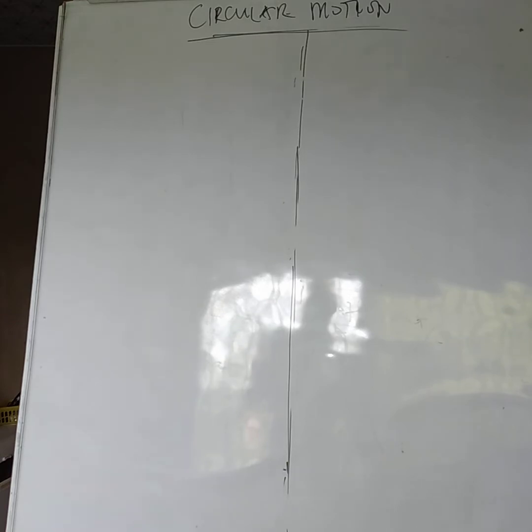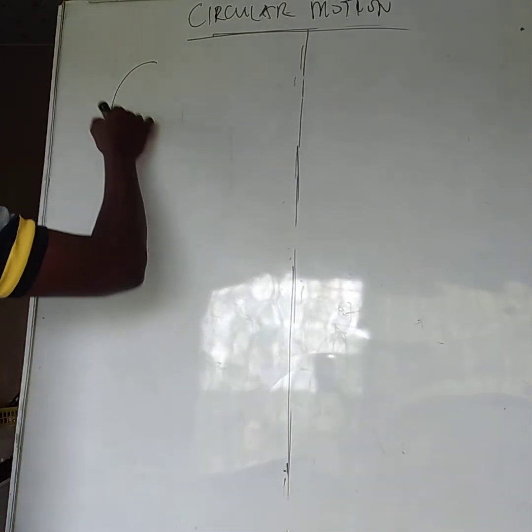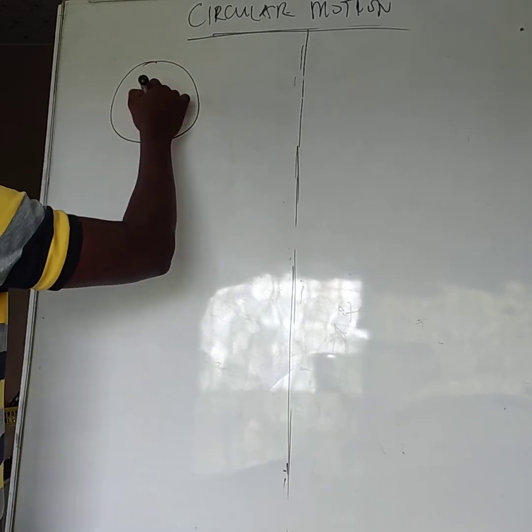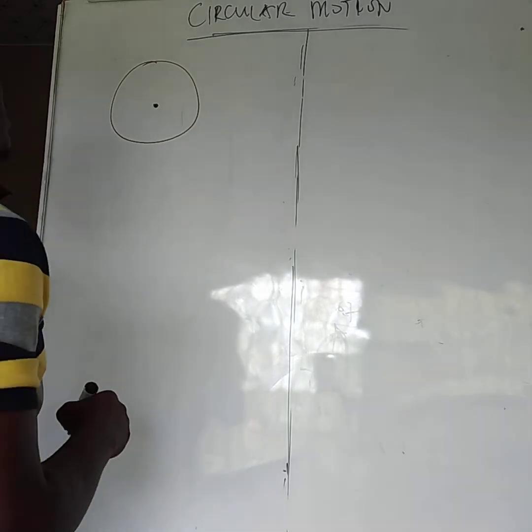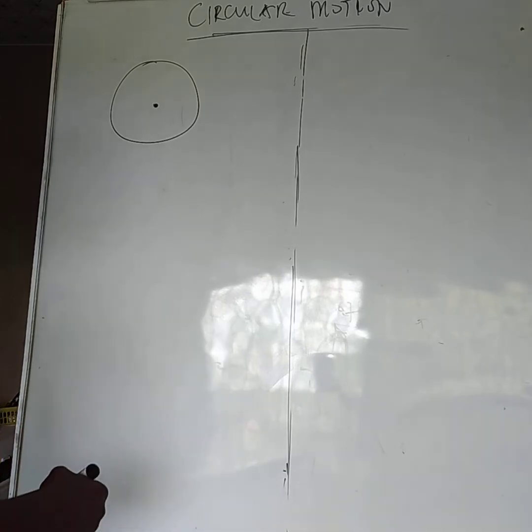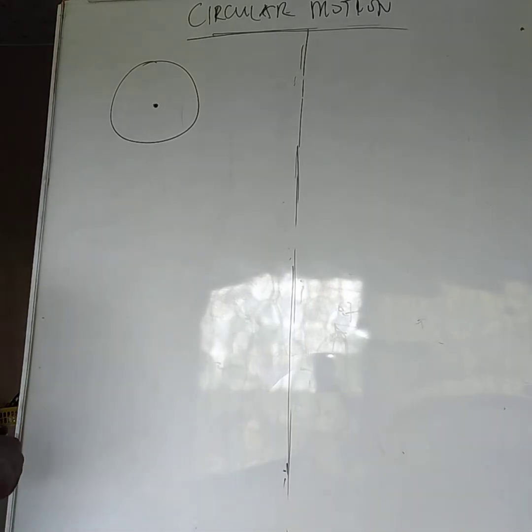We would like to talk about circular motion today. Now, circular motion is simply the motion of an object in a circle. So here we are just going to be deriving a few equations about circular motion.